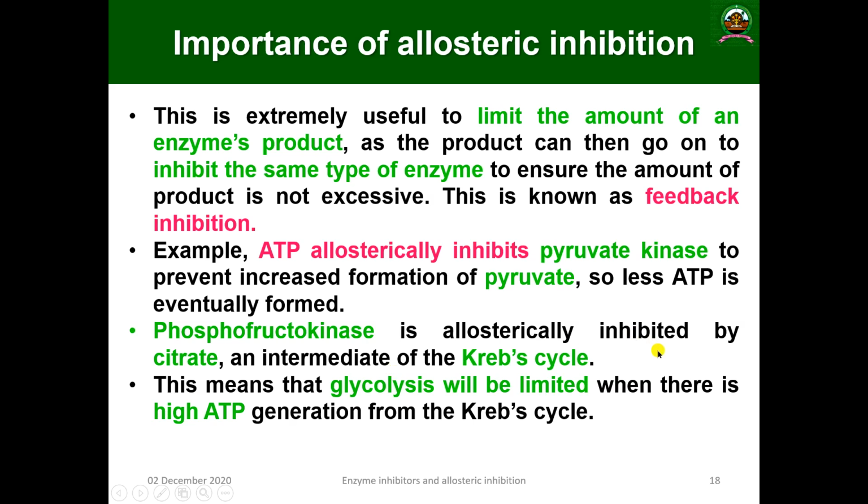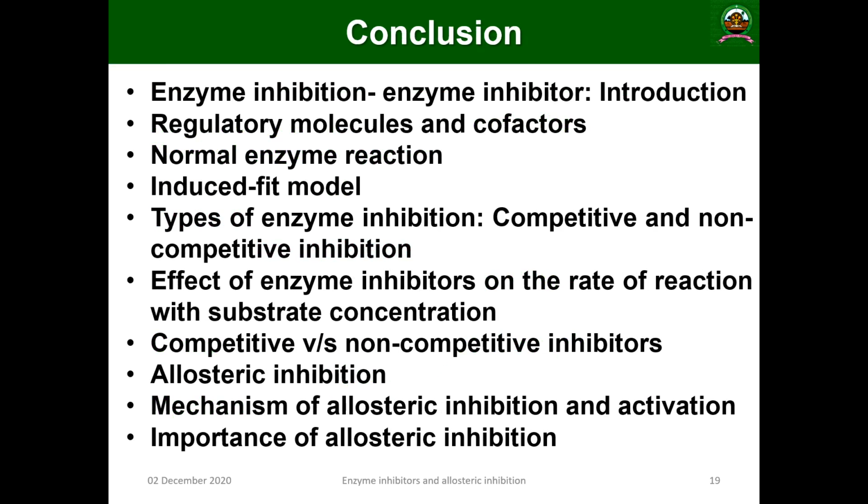That intermediate of the Krebs cycle will go and bind and inhibit phosphofructokinase. So this means glycolysis will be limited when there is high ATP generation from the Krebs cycle. This is the importance of allosteric inhibition.